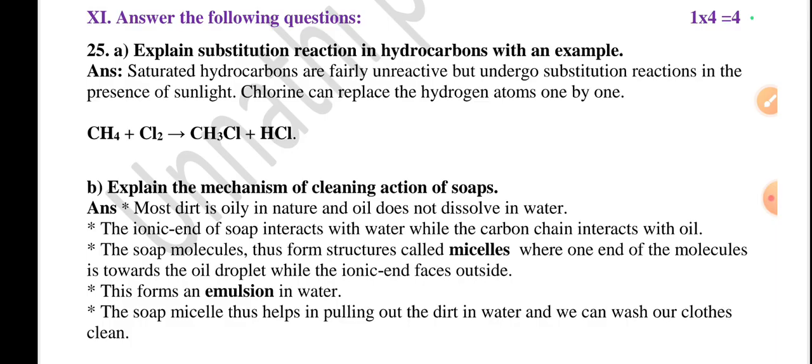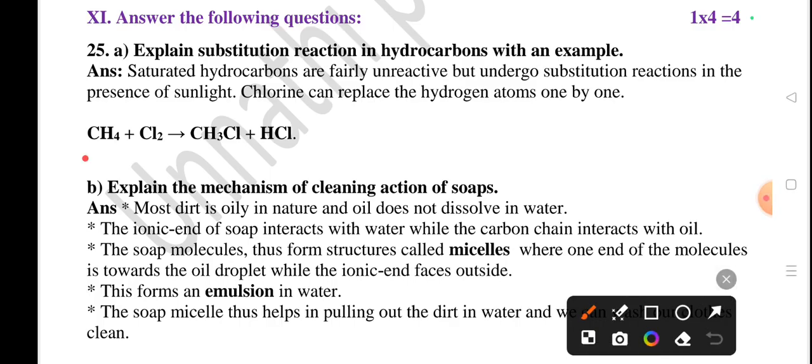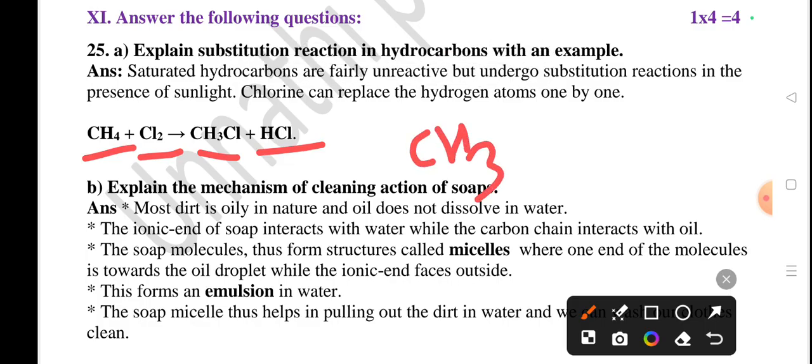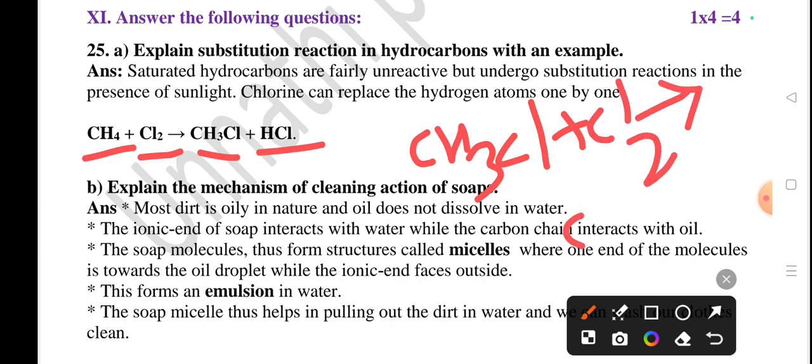Saturated hydrocarbons are fairly unreactive, but undergo substitution reactions in the presence of sunlight. Chlorine can replace the hydrogen atoms one by one. See, here methane reacts with the chlorine. It gives a chloromethane and hydrochloric acid. In the next step, chloromethane reacts with the chlorine, and what does it give? It gives dichloromethane, CH2Cl2.